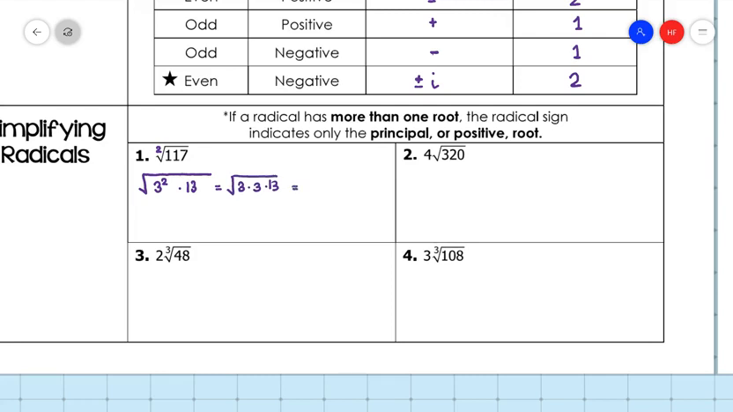Whenever we are rewriting it, anything that is 2 of a kind will come out to the front, but only for how many pairs we have. So I have 1 pair of 3s, so I'm going to write 3 only once, and then whatever's left over stays inside.